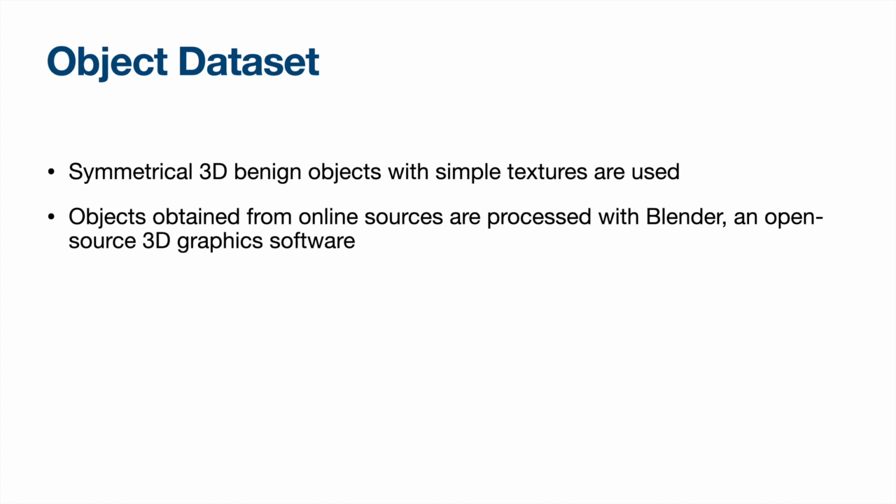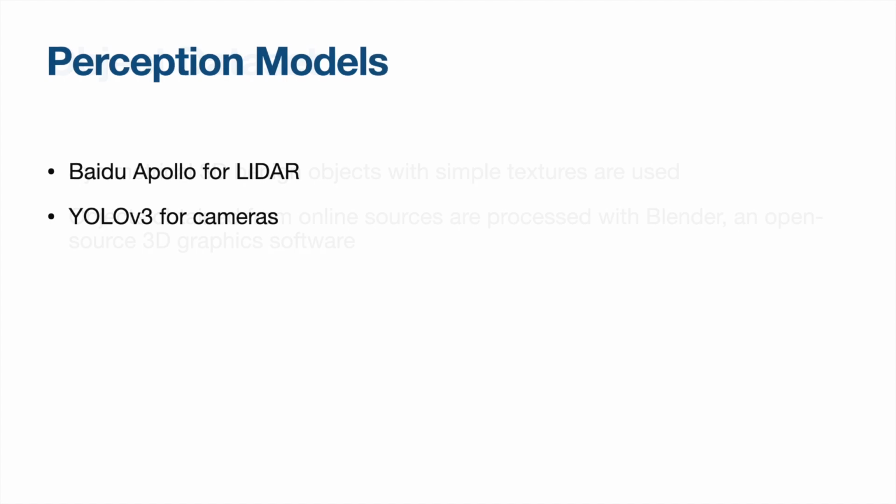For the object dataset, symmetrical 3D benign objects with simple textures are used. Objects obtained from online sources are processed with Blender, an open-source 3D graphics software. Lastly, for perception models, PointPillars Apollo for LiDAR and YOLOv3 for cameras were used. Let's talk about the first technique, image compression.